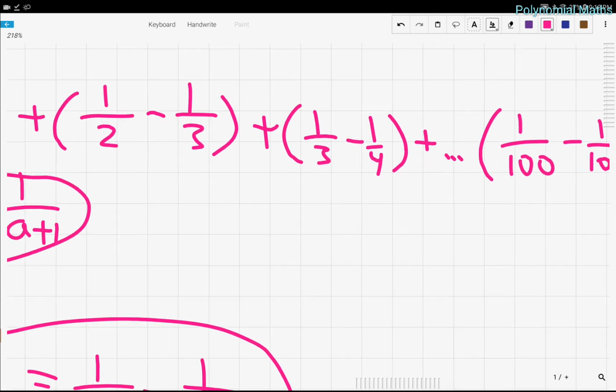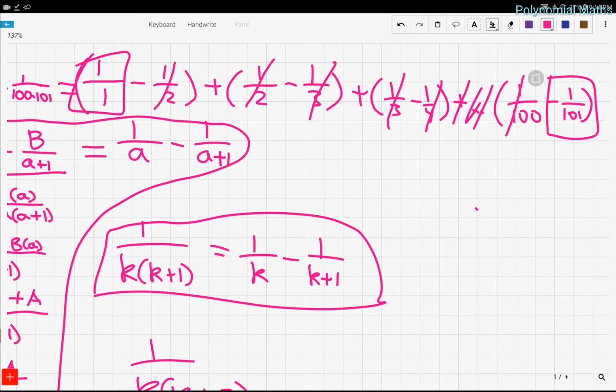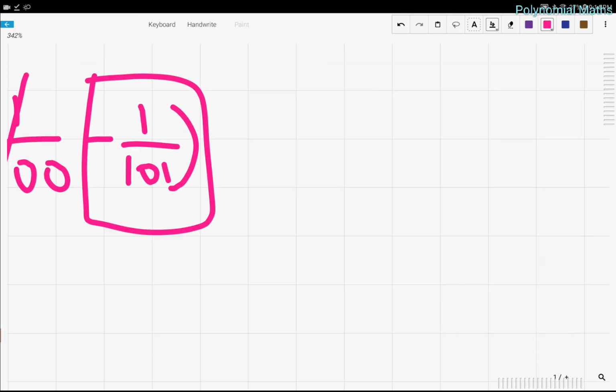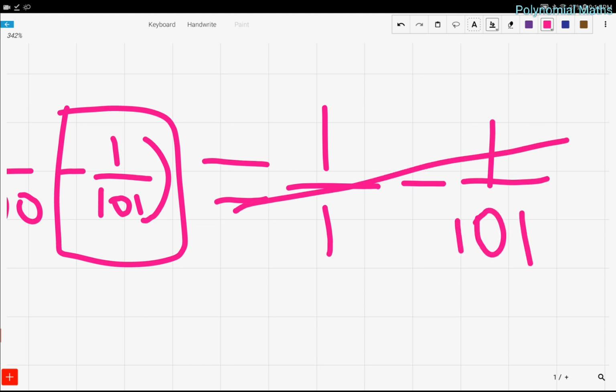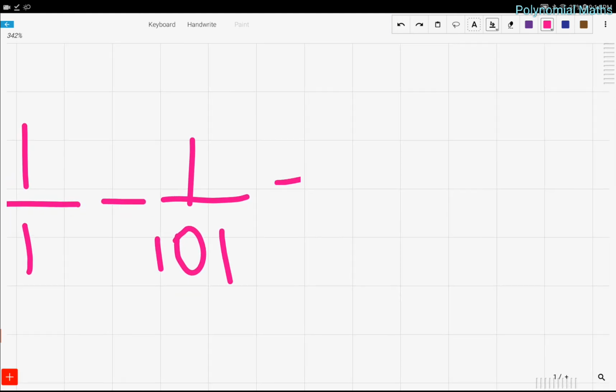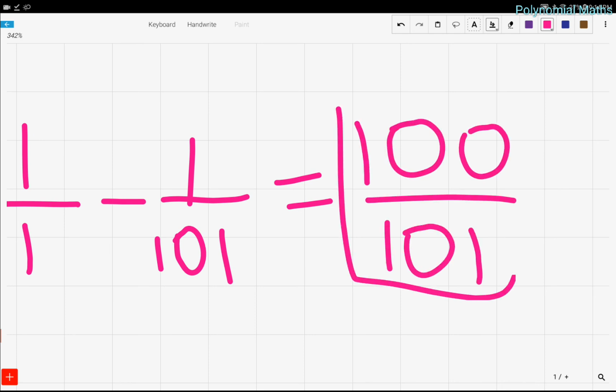And guess what? We have something called a telescoping sum, because these terms all cancel out, and so on, all the way down, and the only terms that don't cancel out are 1 over 1 and negative 1 over 101. So after doing all this work, we finally end with 1 over 1 minus 1 over 101, which is equal to 100 over 101. And we are done.